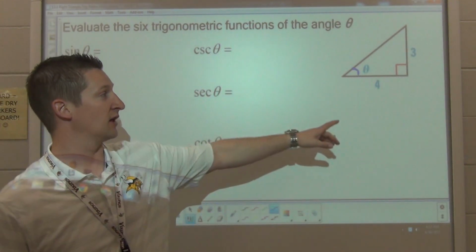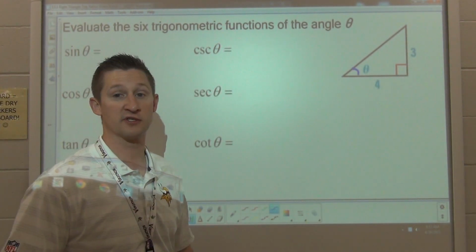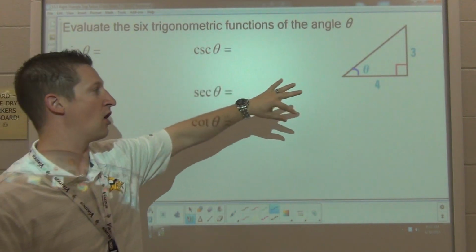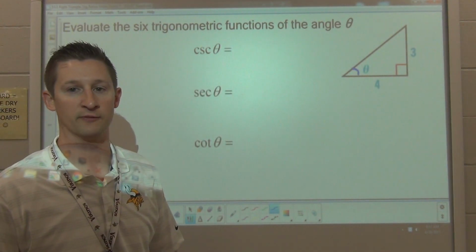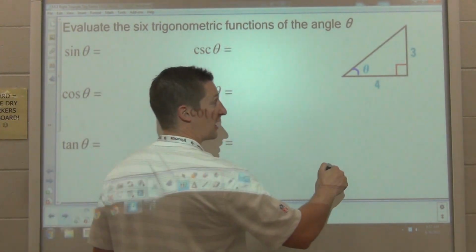Now in my right triangle, I'm given 2 of the lengths. I'm told that one of the sides is 3 and the other is 4, but the third side is missing. And in order to find all 6 of these trig functions, we need to know all 3 side lengths for our right triangle. So, you know how to find the third side of a right triangle using the Pythagorean Theorem.